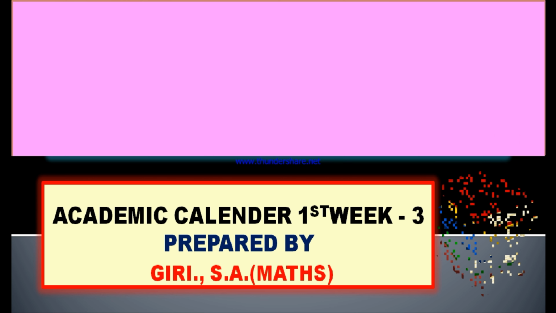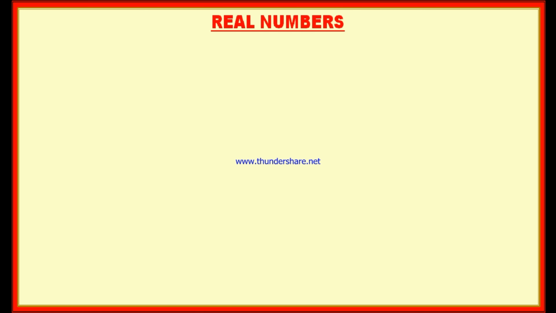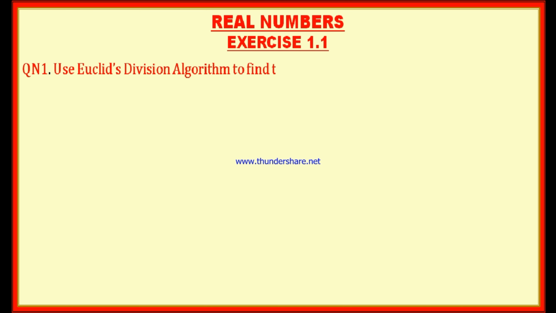Dear children, here is exercise 1.1. Look at question number 1. Use Euclid's division algorithm to find the HCF of 900 and 270, and the third bit is 1651 and 2032. I shall repeat. Use Euclid's division algorithm to find the HCF of 900 and 270, and the third bit 1651 and 2032.